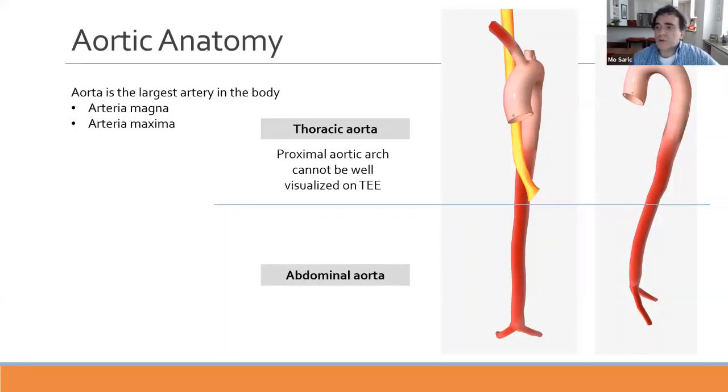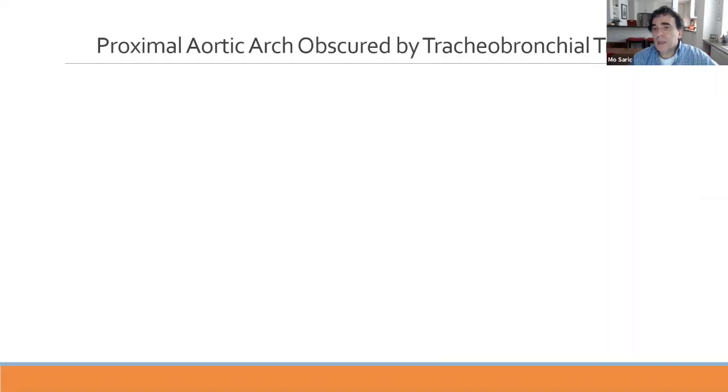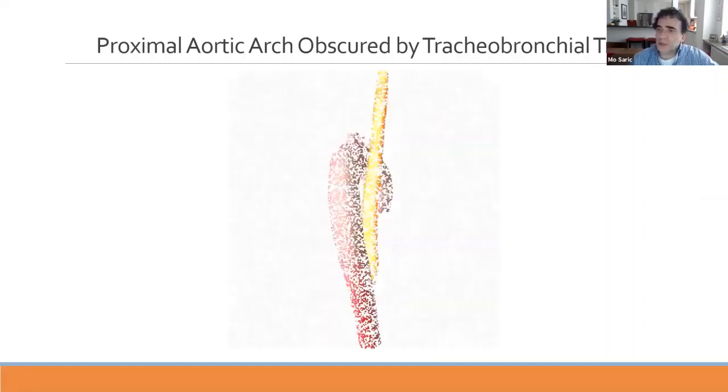Thoracic aorta consists of a proximal arch as well as the distal arch. Proximal arch cannot be well visualized by TEE, and we'll see why that is the case. The abdominal aorta cannot typically be visualized by transesophageal echocardiography except for the very proximal portions around the origin of the celiac trunk or the superior mesenteric artery. And now let's look at why the proximal aortic arch is obscured by the tracheobronchial tree.